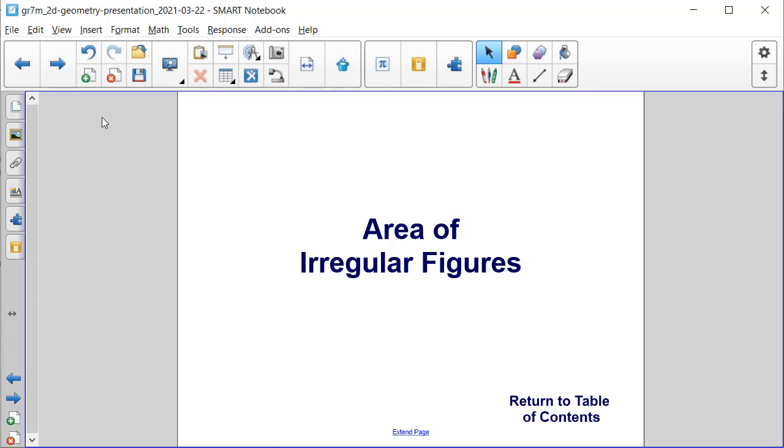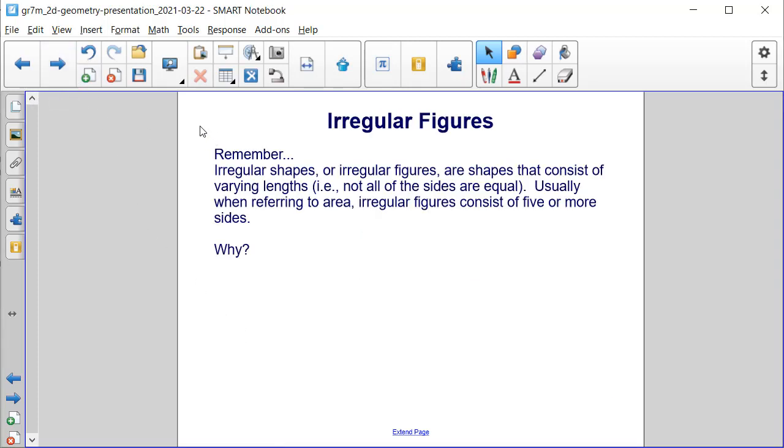Area of irregular figures. Remember that irregular shapes or irregular figures are shapes that consist of varying lengths. In other words, not all the sides are equal. Usually, when referring to area, irregular figures consist of 5 or more sides.